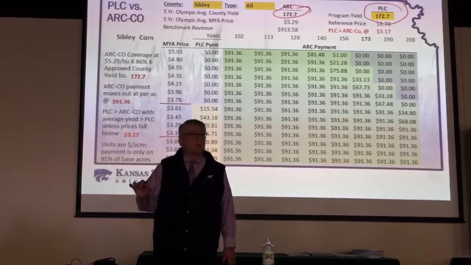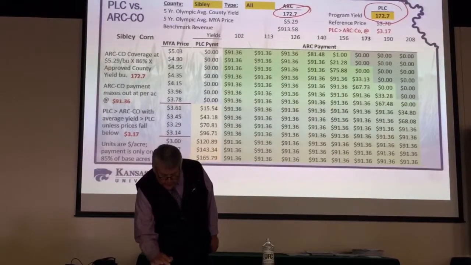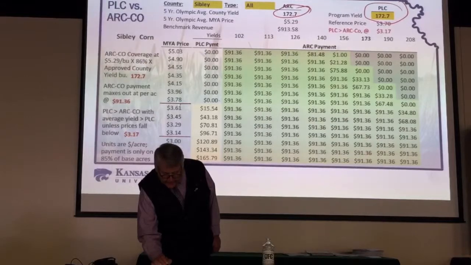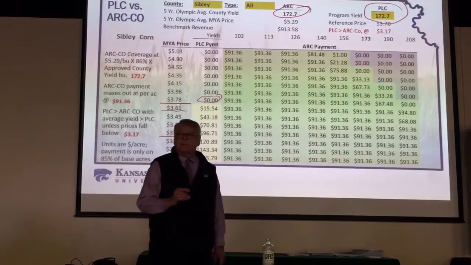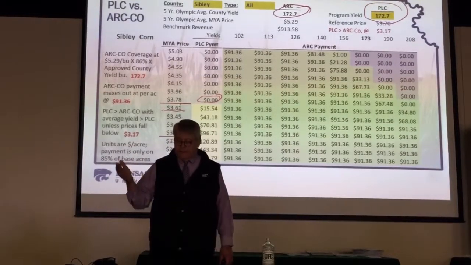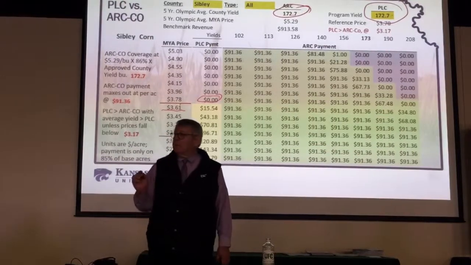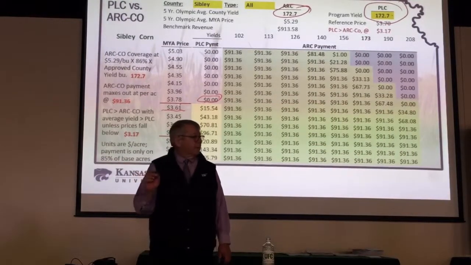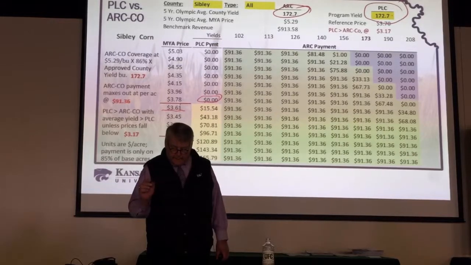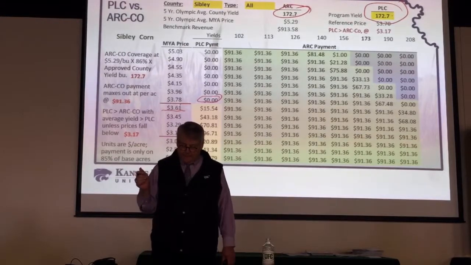Now, looking down under the PLC program, when do you start getting payments under PLC? Price has to drop below what? 370, right? So no payment at 378, right? At 361, you're getting a payment rate of 9 cents, right? The difference between 370 and 361 is 9 cents. And that's multiplied times our payment yield of 172, the farmer's payment yield, 172. And we come up with a payment of $15.54 per payment acre. Okay?